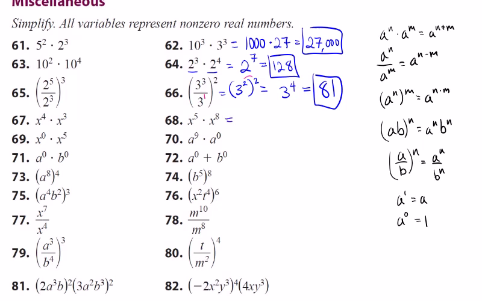All right, 68. Here we have the product rule, right? X to the 5th times x to the 8th. We can add the exponents. 5 plus 8 is 13. Can't simplify that, right?